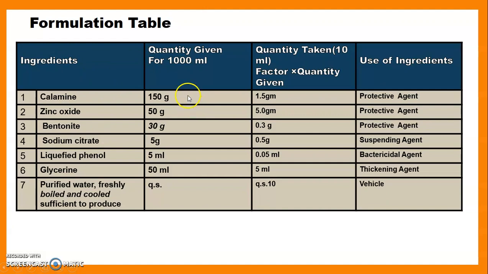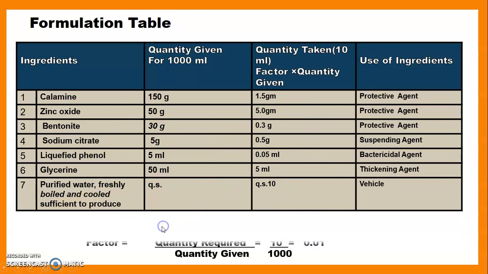This is the formula required for 1000 ml, but we have to prepare only 10 ml. Calamine, 150 gram. Zinc oxide, 50 gram. Bentonite, 30 gram. Sodium citrate, 5 gram. Liquefied phenol, 5 ml. Then glycerin, 50 ml. And purified water, freshly boiled and cooled, sufficient to produce 1000 ml.